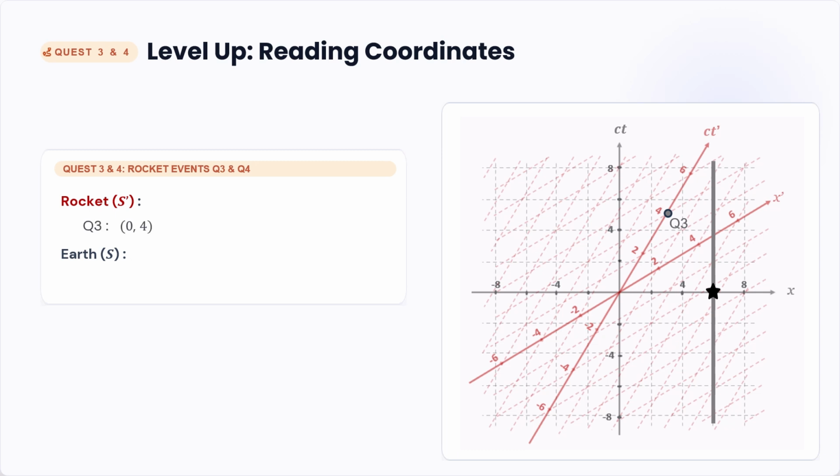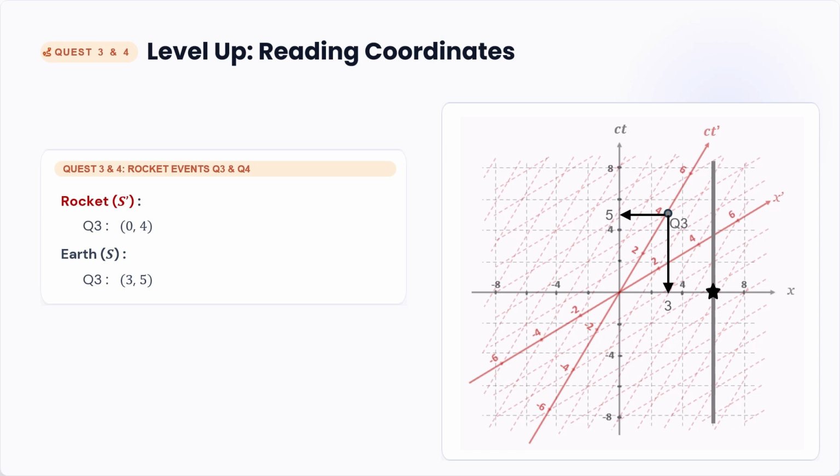But what happens when we read it through Earth's glasses, the black axes? From point Q3, drop vertical and horizontal lines straight to the black axes. Both position x and time ct read as positive values. So from the graph, x is about 3 and ct is approximately 5. They're actually 3 and 5, but don't worry about the exact values. We'll get those later using the Lorentz transformation.